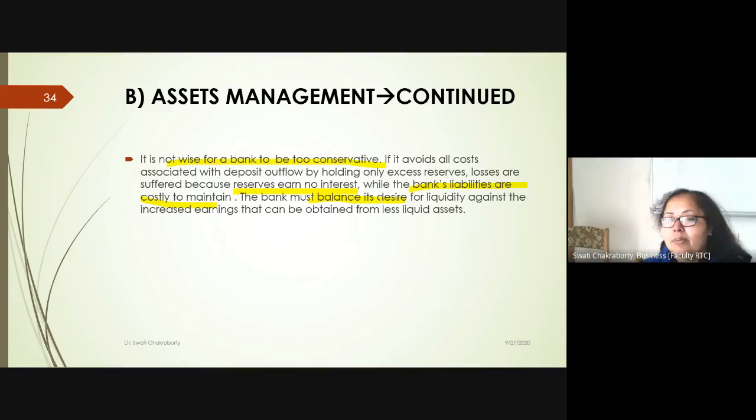This is important. They must balance their desire for liquidity against the increased earnings that can be obtained from less liquid assets, right? So one is to maintain the reserve, the other is to increase their earnings by giving out loans. It should not happen that they have so many extra reserves, which don't earn any interest, and they give out less money in loans. Then the returns become less, the bank liabilities are huge, and it becomes difficult to manage. So there has to be a balance.